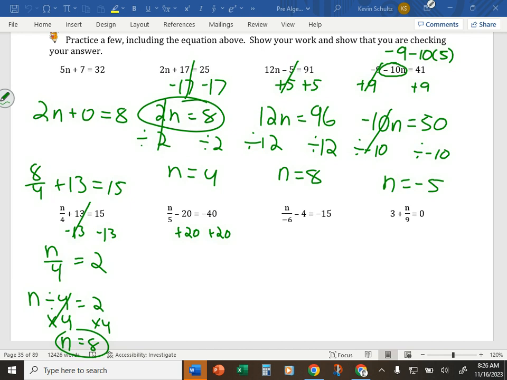So, adding 20 to both sides, cancel this negative 20 out. Opposite operations. That leaves us with this fraction n divided by 5. And negative 40 plus 20, back to PO8. We're starting at negative 40. We're adding 20. Where do we stop?